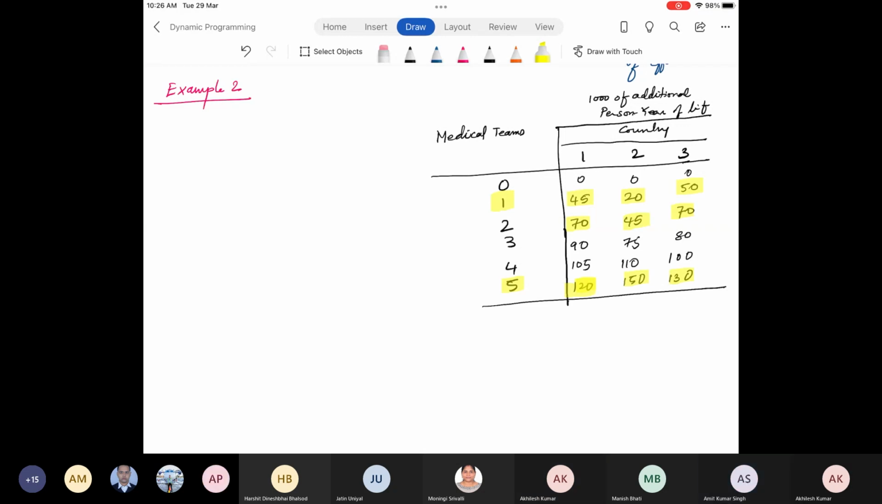Yes, sir. Which allocation maximizes the measure of performance?